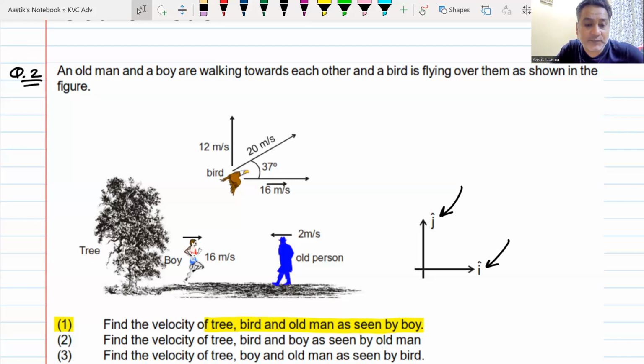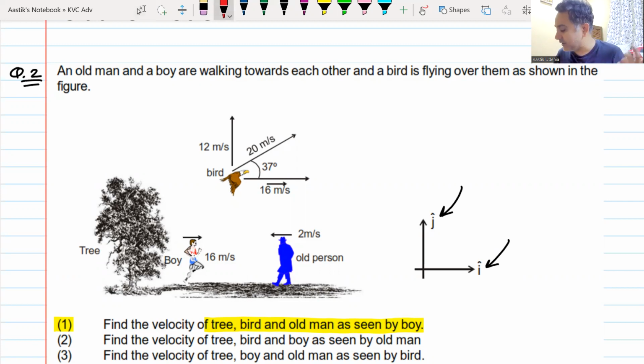Have you done the first part? Velocity of... no one? Done or gone? Okay, I will help you with the first part.